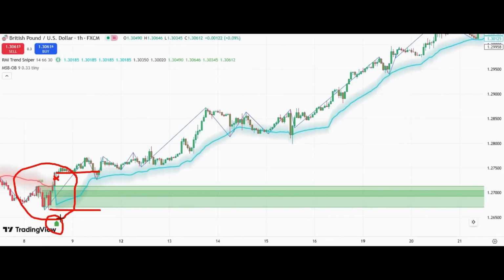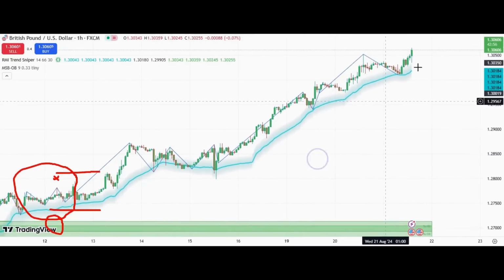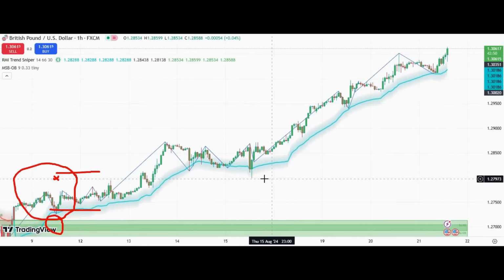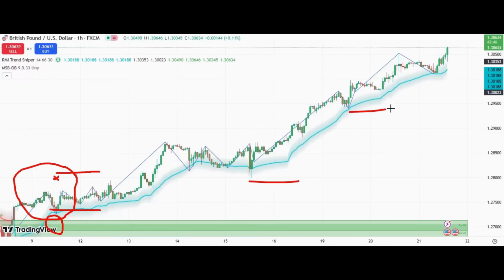Once we make 2-to-1 of our risk, we take some off, allow the rest to run and move our stop loss to break even and allow the market to move. And you can see the market is still moving up. So we continue to trail the stop, moving with every particular swing in the market, trailing our stop as the market is moving.